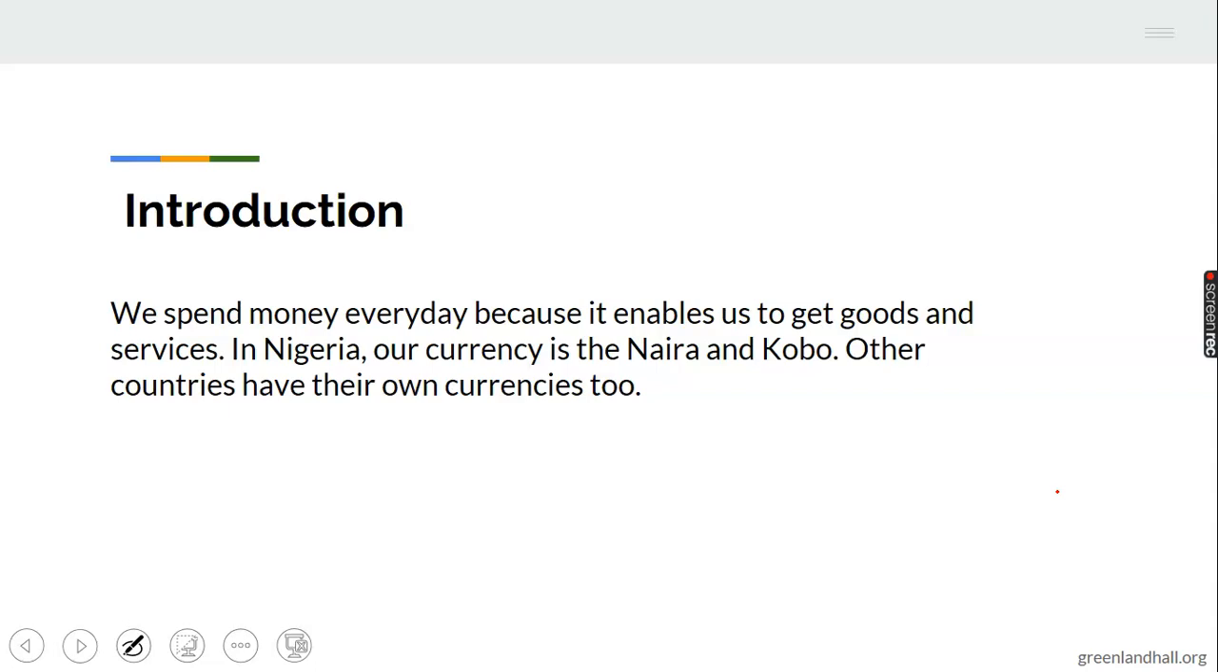In Nigeria, our currency is the naira and kobo. Other countries have their own currencies too. If you want to go to another country, you will have to change your naira to the currency of that country. Different countries have different currencies. People in America, they use the dollar. If they want to come to Nigeria, they have to convert their dollar to naira because that is what we use to buy in Nigeria. So different countries have their currencies.